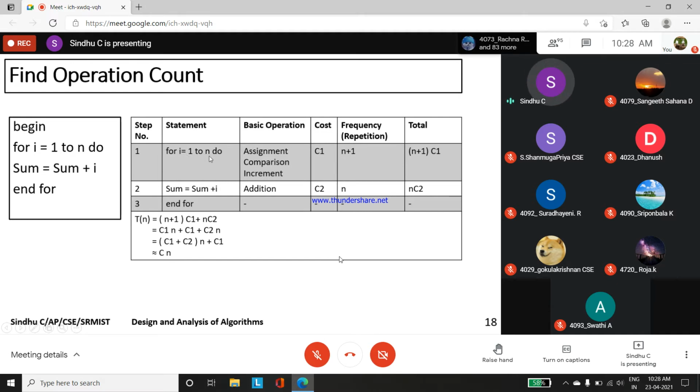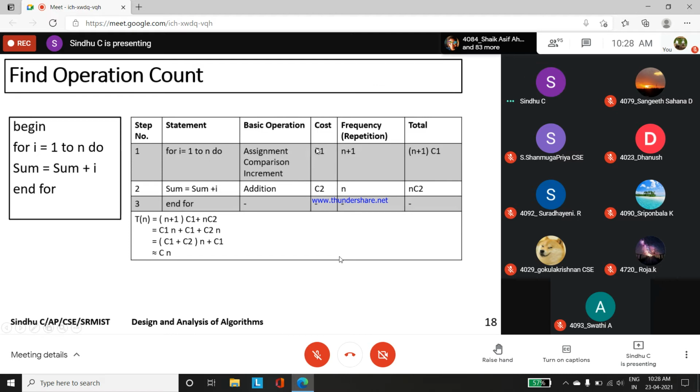So between this 1 to n, you have this addition operation and then assignment operation, right? So you know that a for loop comprises 3 components. First is the assignment, then you have the comparison, and you have an increment or decrement operation, as you would have done in your C programming or C++, right? So you have 3 basic operations here.